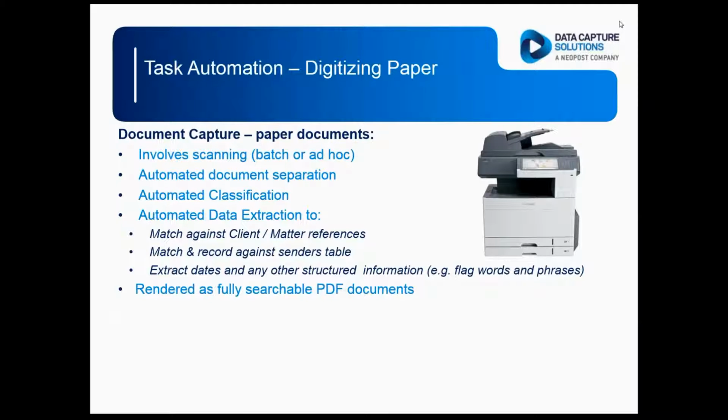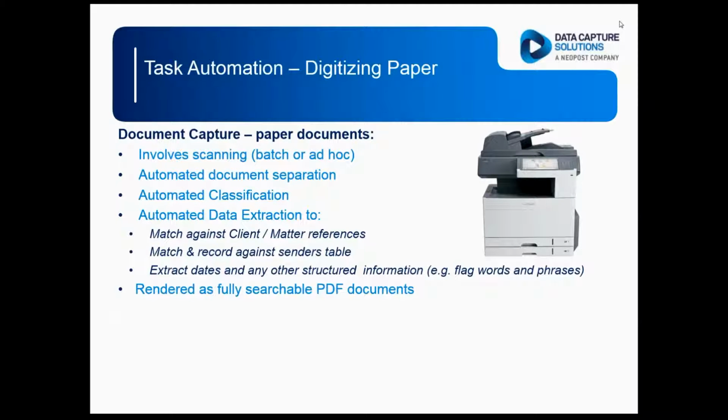We automate document separation either using barcoded header sheets or through other mechanisms. We can classify documents so we can determine what they are and what they refer to, and then we can automate the data extraction, enabling us to match against client matter references. We can also look up the sender of the letter or document against a sender's table. We can extract dates and any other structured information, including flag words and phrases, maybe a complaint, maybe an escalation, maybe a reference to another fee earner or a third party in the case. Kofax has about a dozen individual locators, as we call them, in our data extraction solution, making it very extensible in terms of trying to find structured information in unstructured documents.